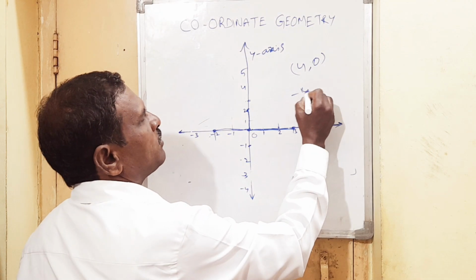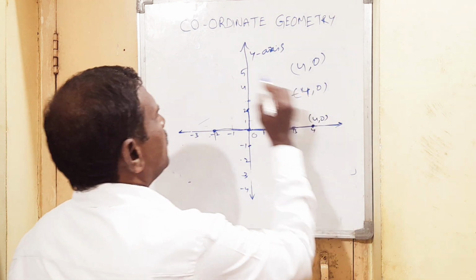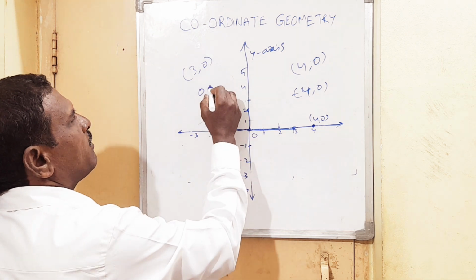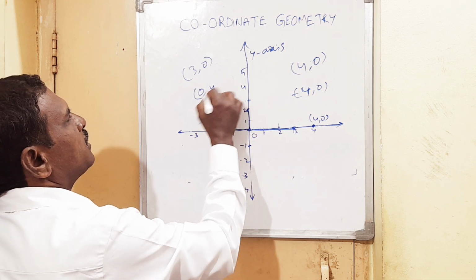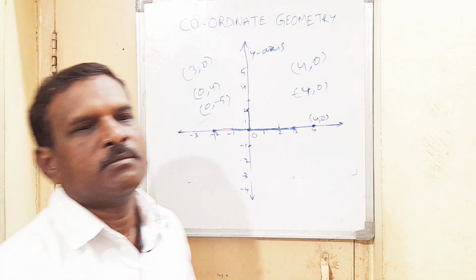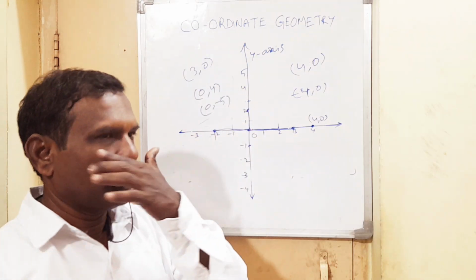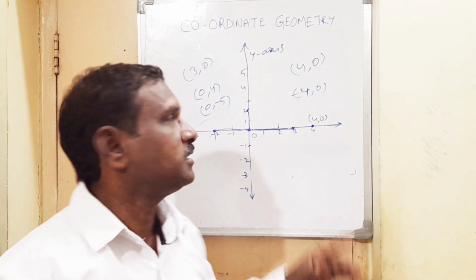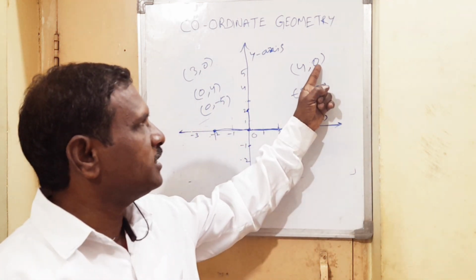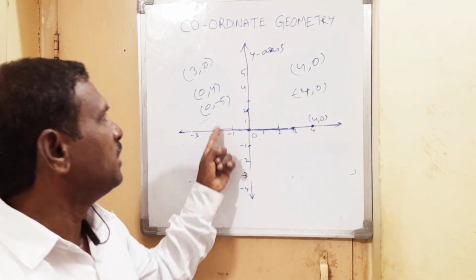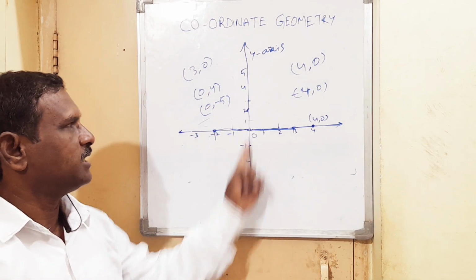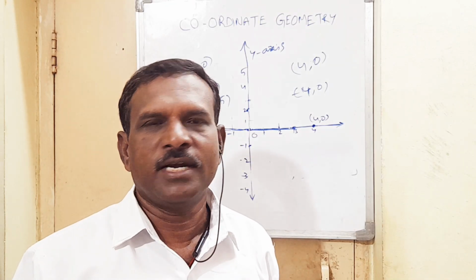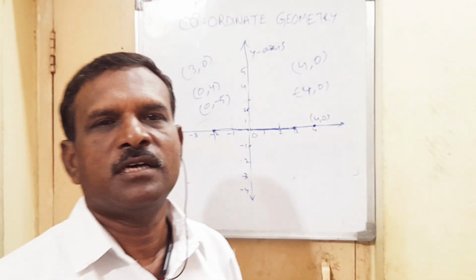Minus 4 comma 0 is on the x-axis only. Then 3 comma 0, if you take, is also on the x-axis. 0 comma 4, 0 comma minus 5, these are on the y-axis. Means either the x coordinate is 0 or the y coordinate is 0. The points lie on either the x-axis or the y-axis. You know, if the y coordinate is 0, the points lie on the x-axis, and if the x coordinate is 0, the points lie on the y-axis. So these points do not belong to any of the quadrants. They lie on either the x-axis or the y-axis.